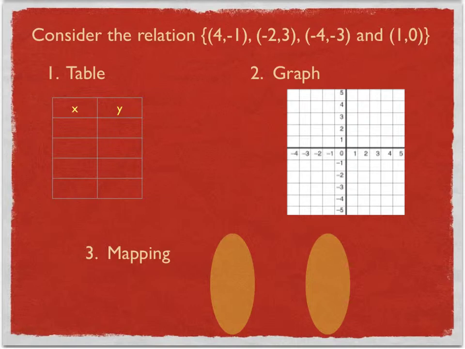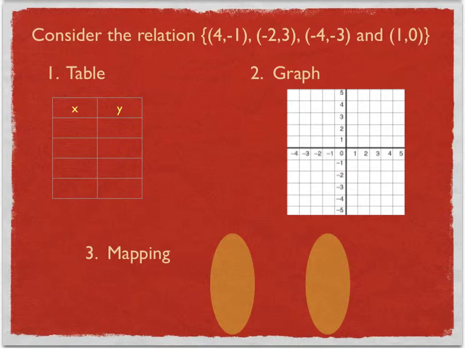So let's say we have this relation that I have given up here. Notice it's just a set of ordered pairs. I have 4 different ordered pairs here. That's considered to be a relation. Is it a function? Well, we'll find that out in another day or so.